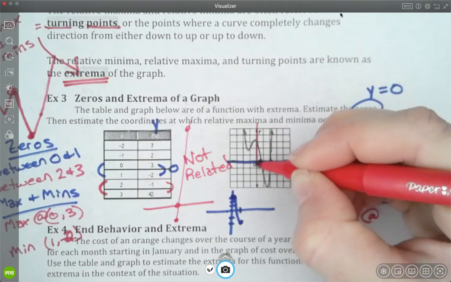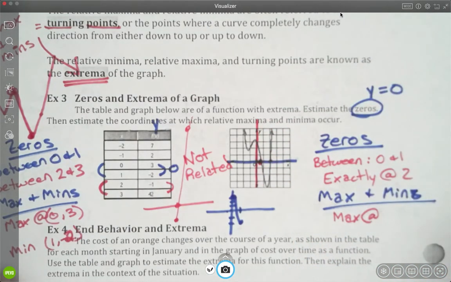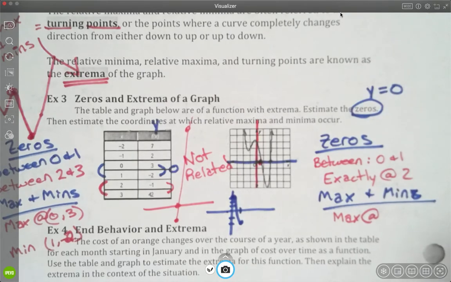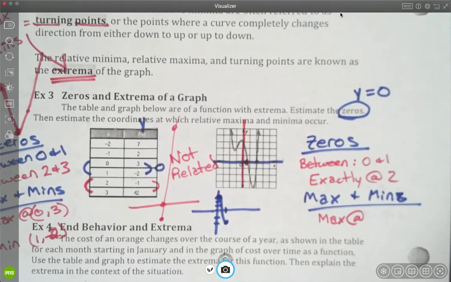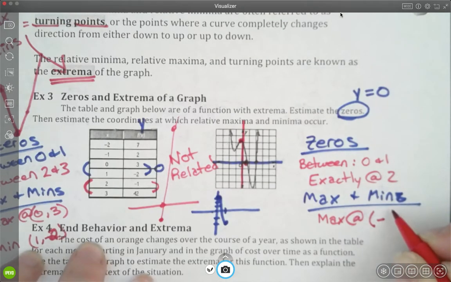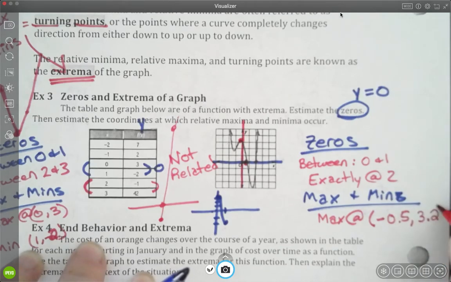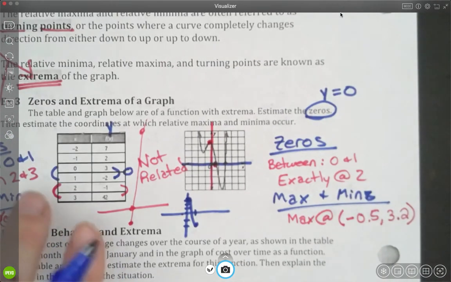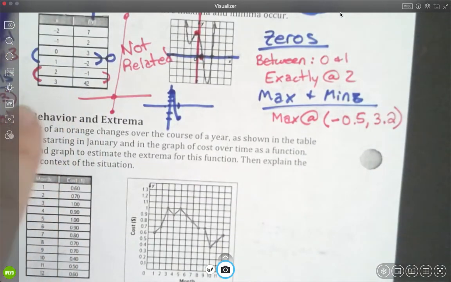This is right here. I gotta outline that. Where is that point located, approximately? This is my maximum point, right? Okay. Let's say he's like negative what? Negative 0.5 maybe, not quite 0.5, and then where is he at elsewhere? 3.2? Sure, something like that. We'll just guesstimate. These are all going to be guesstimations. Okay, maxes are at negative 0.5, 3.2.